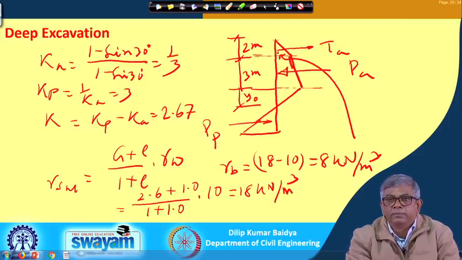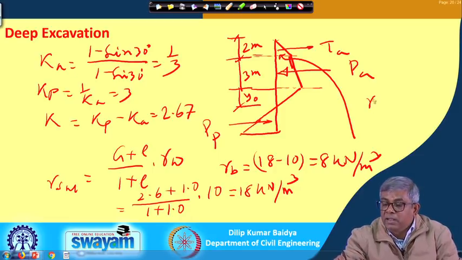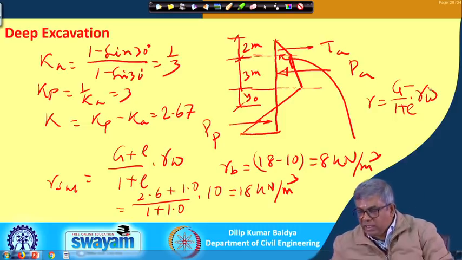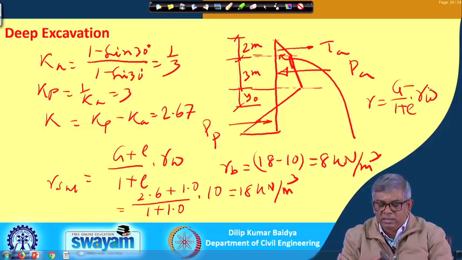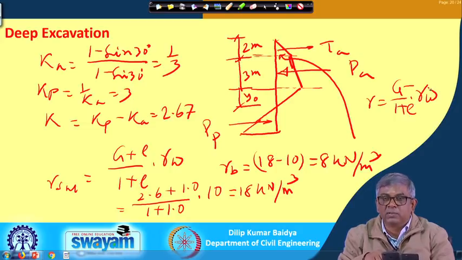And now, above dredge level, what is the value I could have done, but I have not done actually. That will be your gamma dry equal to G by 1 plus E multiplied by gamma W. This is the way it could have been done. So, I have not done. So, let me see. I have used 15. Let me see what is the value here. Let me see by calculation. This may come something different. It is 2.6 divided by 2, multiplied by 10. So, it is 13 actually, dry unit weight actually 13.